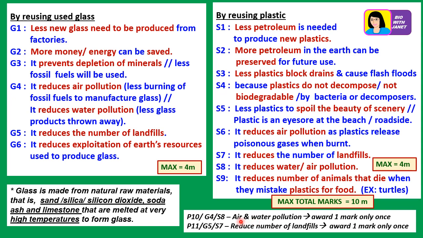So if you mention air and water pollution for all the 3 parts of this question, you are also awarded 1 mark only. All right. Okay, so total marks is 10 marks. So maybe 4 for the benefits of reusing paper, then glass another 4 marks, and then plastic can be maximum 4, but all add up must be, total marks can be only 10 marks.